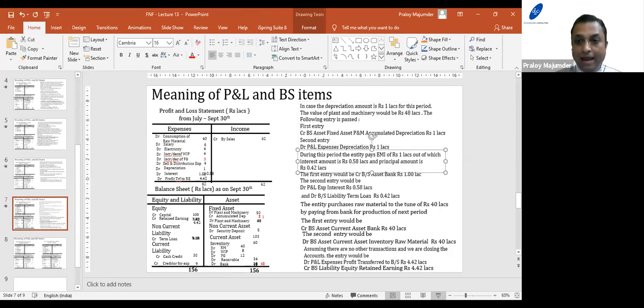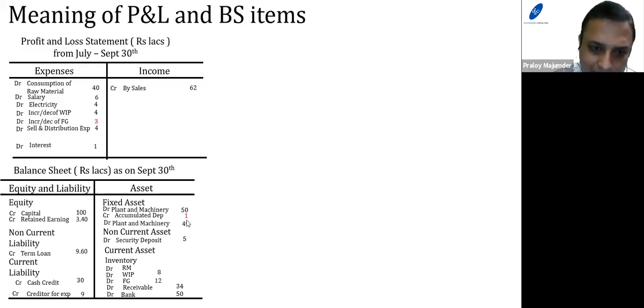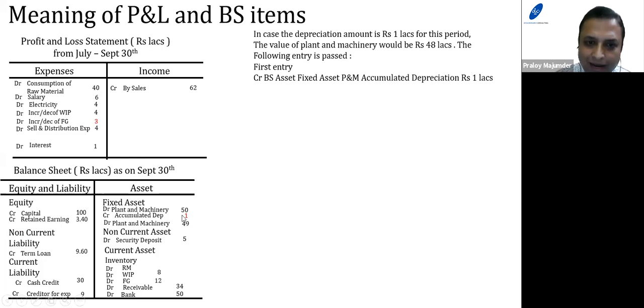Now, to capture this, the following entry will be passed. It was 49 lakhs previously. Now, if it has to go down by another 1 lakh, so what will happen? The accumulated depreciation of 1 lakh would be passed. So credit balance sheet fixed assets, plant and machinery, accumulated depreciation of another 1 lakh would be there. So the closing balance would be 2 lakhs.